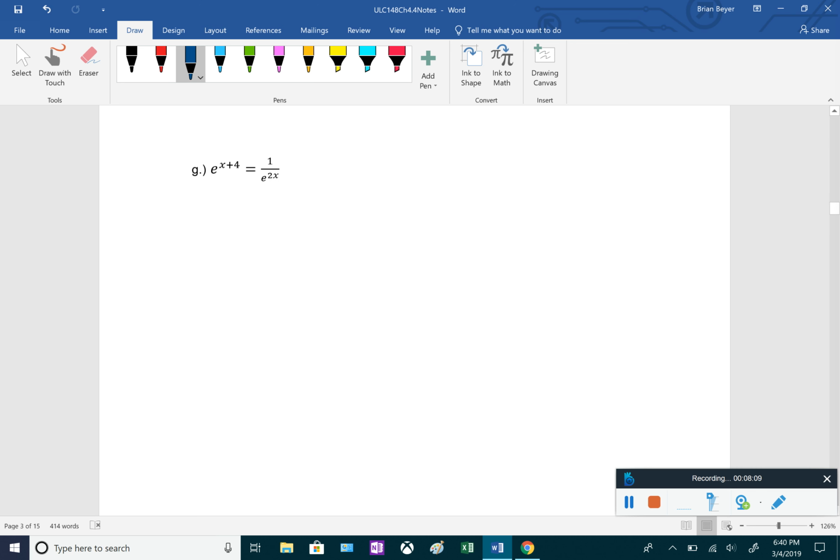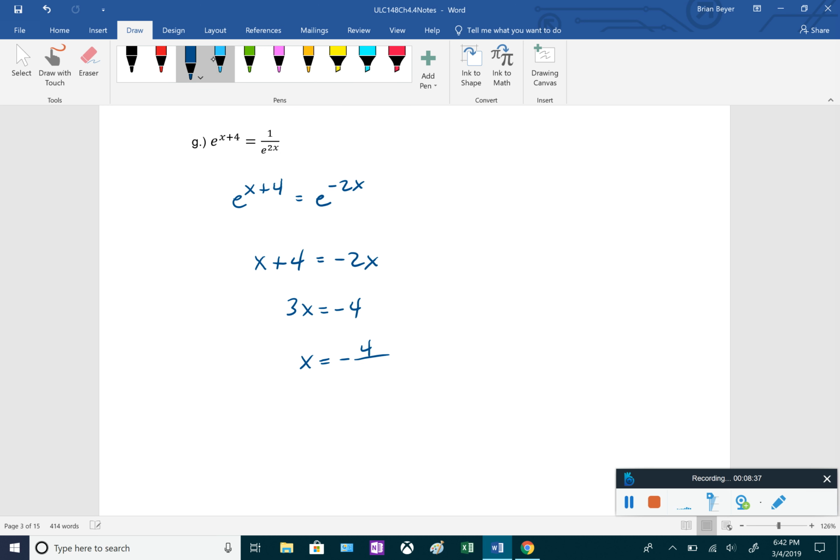And one more. e^(x+4) = 1/e^(2x). Same thing that we just did. We have to pull a little trick and rewrite this as e^(-2x). We get common bases, equate those exponents. Hopefully it's looking pretty repetitive at this point. I'll add 2x to both sides and get 3x on the left, subtract 4, 3x = -4. Divide both sides by 3. We get x = -4/3.